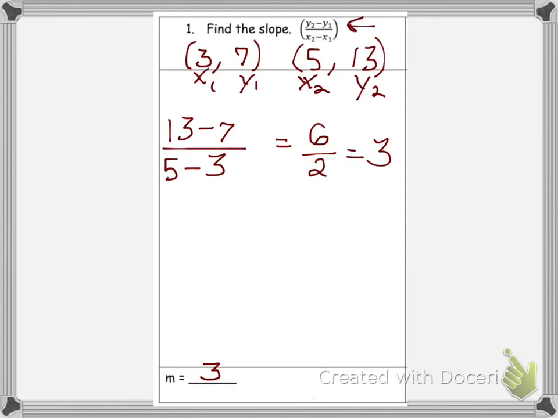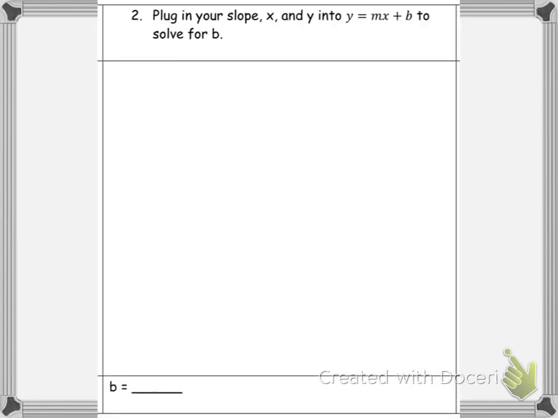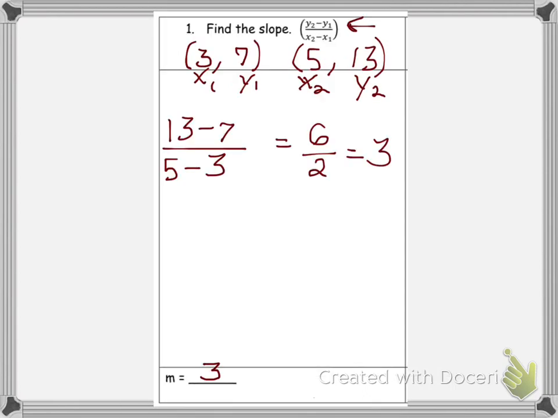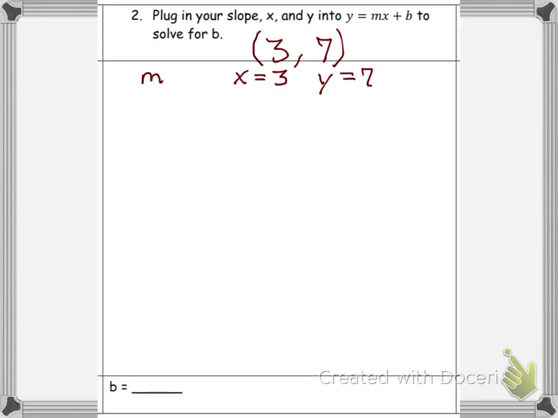Let's go on to the next step. It says plug in your slope, x and y, into y equals mx plus b to solve for b. So I'm going to rewrite what that first ordered pair was, which was (3, 7). And the reason why I'm writing that out is because I want you to know that your x equals 3 and your y equals 7. And we already know what the slope is because we just found it down here. And my slope is 3.